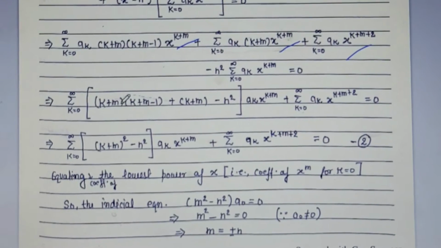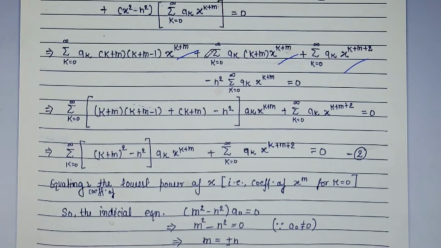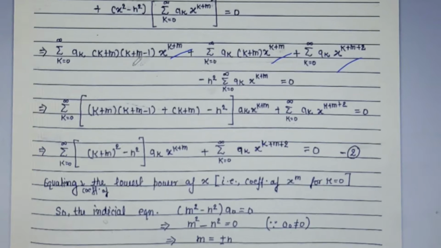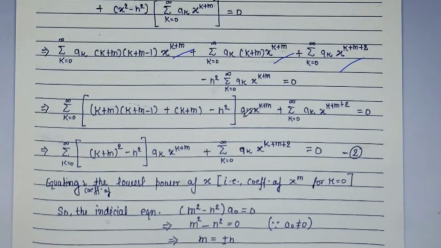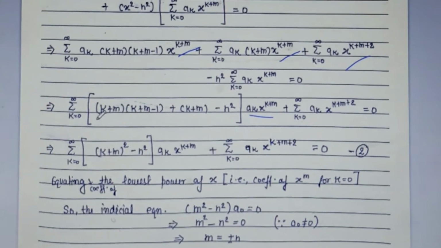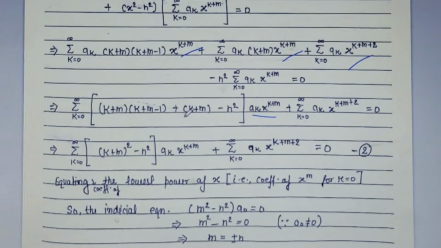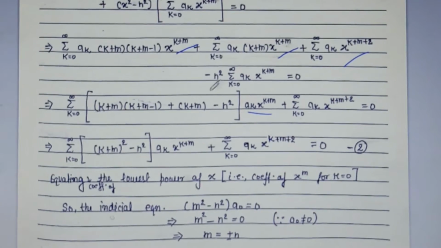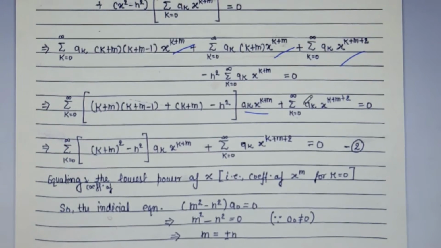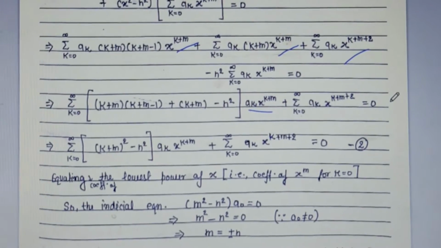Now we have a lot of x to the power k plus m, right? We have this and this, so we'll take that common. So a_k, x to the power k plus m, we'll take it out, and we'll put all the remaining contents inside the bracket. So we'll get summation of k is equal to 0 to infinity of (k plus m) into (k plus m minus 1) plus (k plus m) minus n square into a_k x to the power k plus m, plus summation of k is equal to 0 to infinity a_k x to the power k plus m plus 2 is equal to 0.